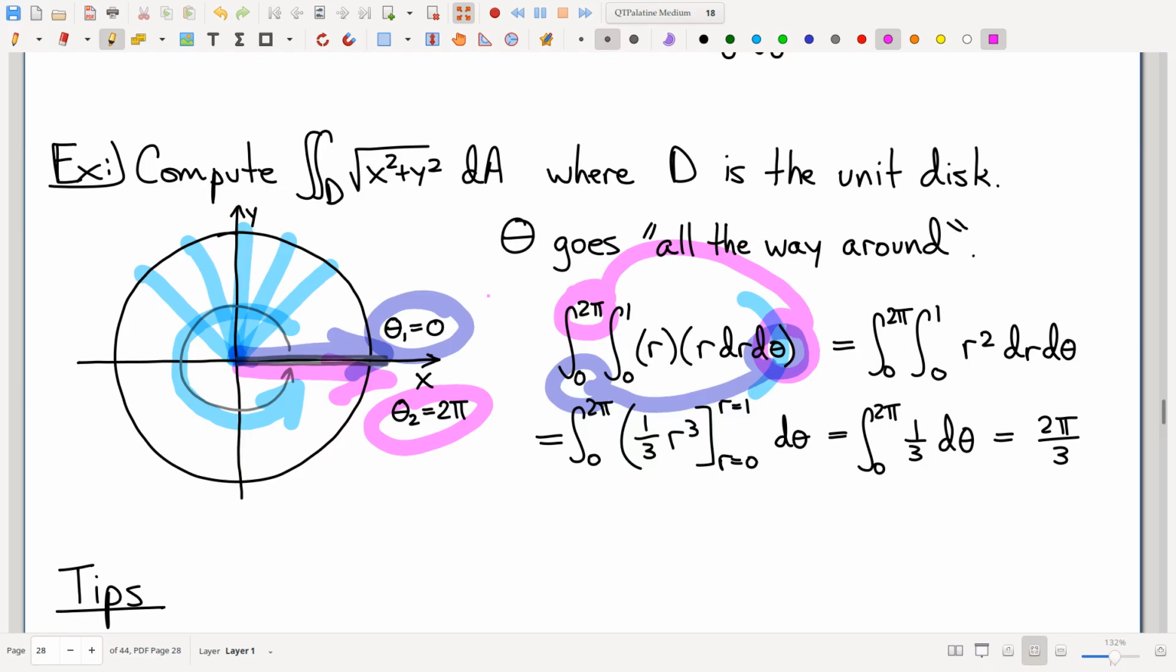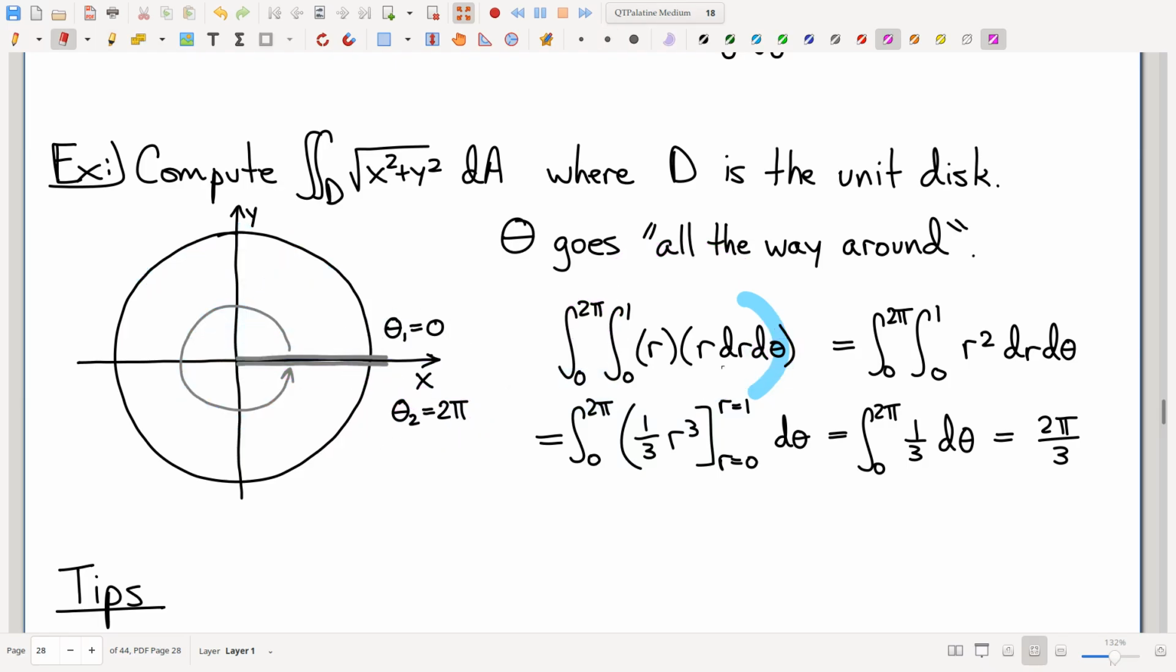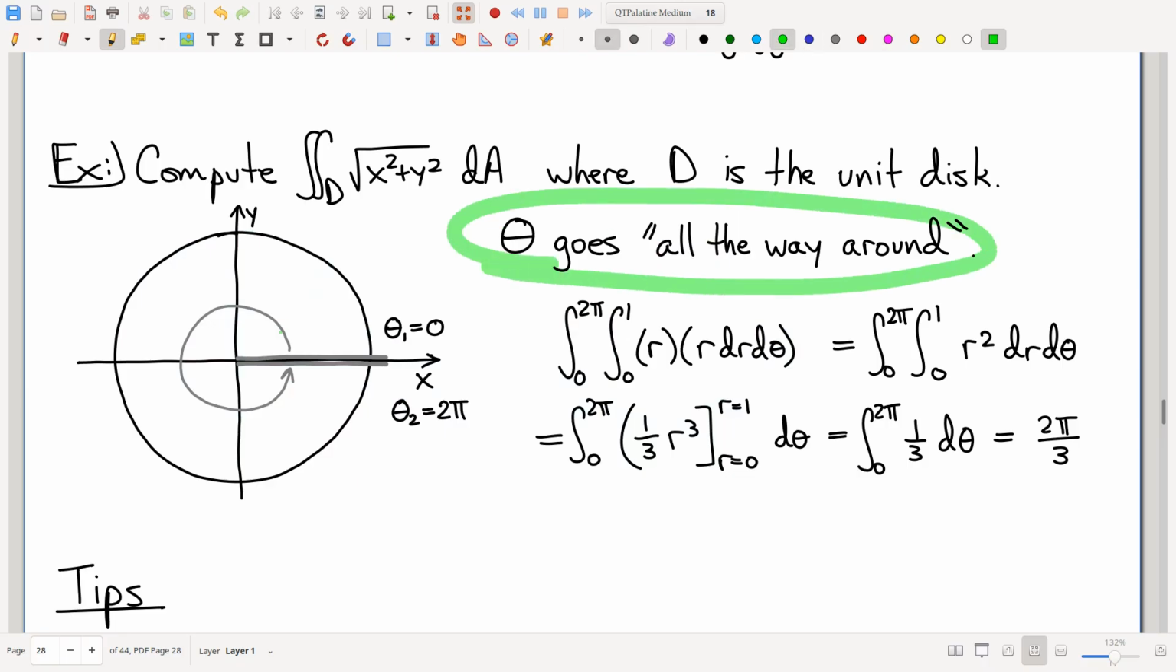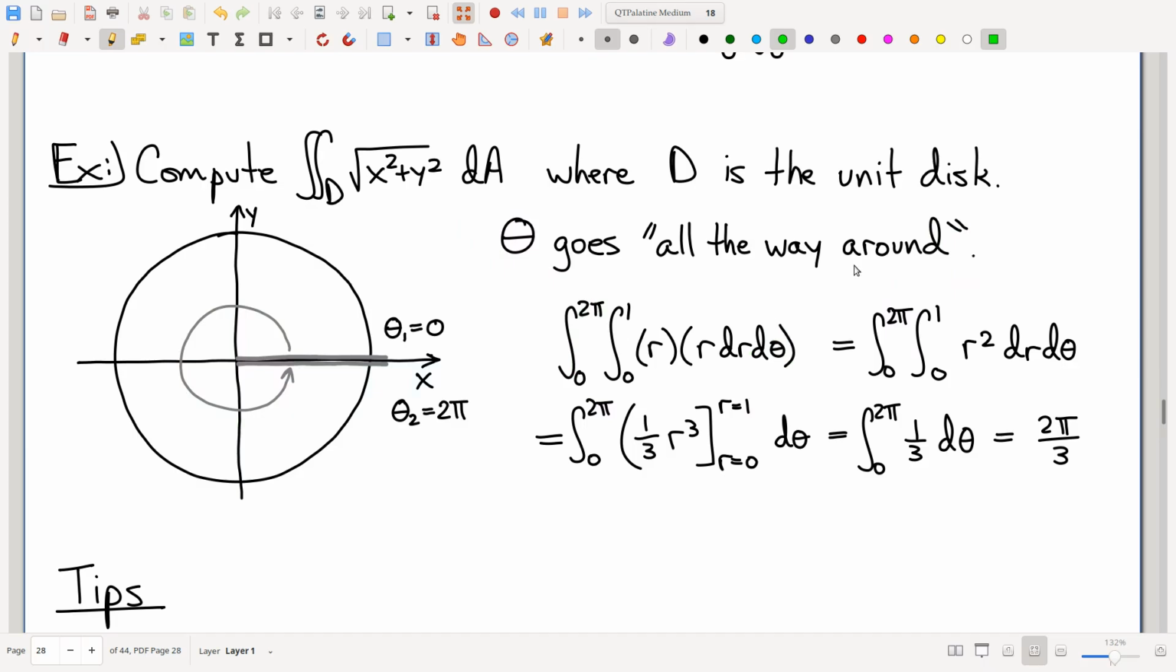So a nice little easy way to remember this is just whenever your theta goes all the way around, you might say this, whenever your domain surrounds the origin. It's just a different way to think about it. Theta is going to go all the way around, then theta goes from 0 to 2 pi. All good? All righty. Good little trick to remember.